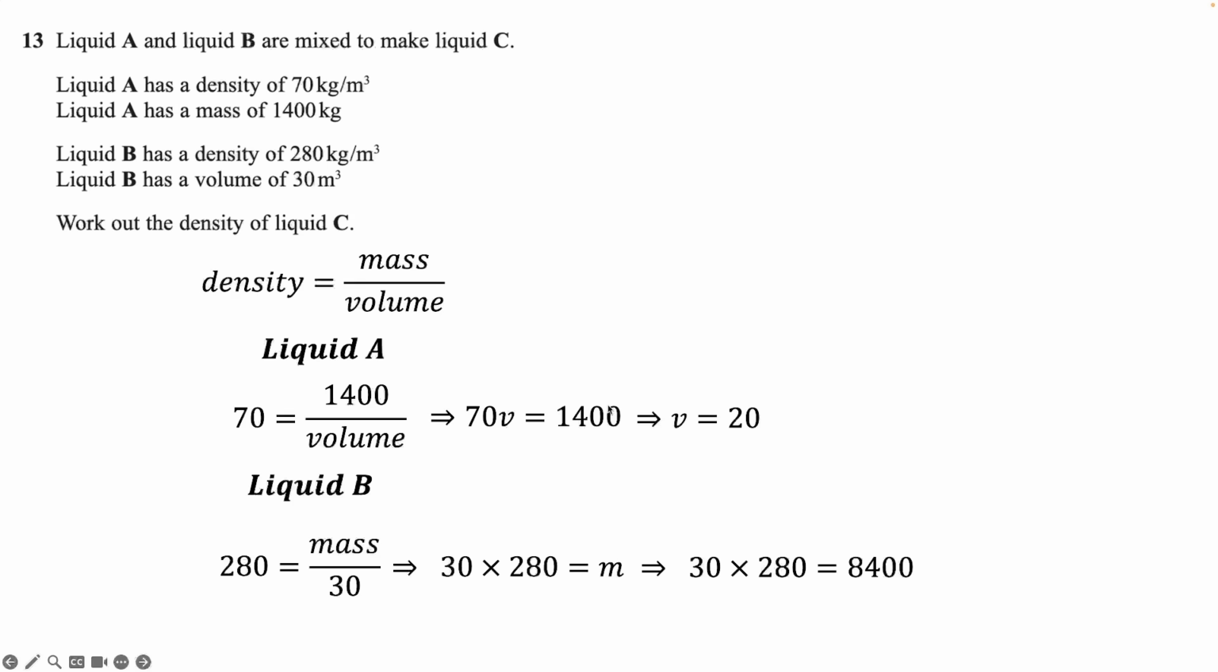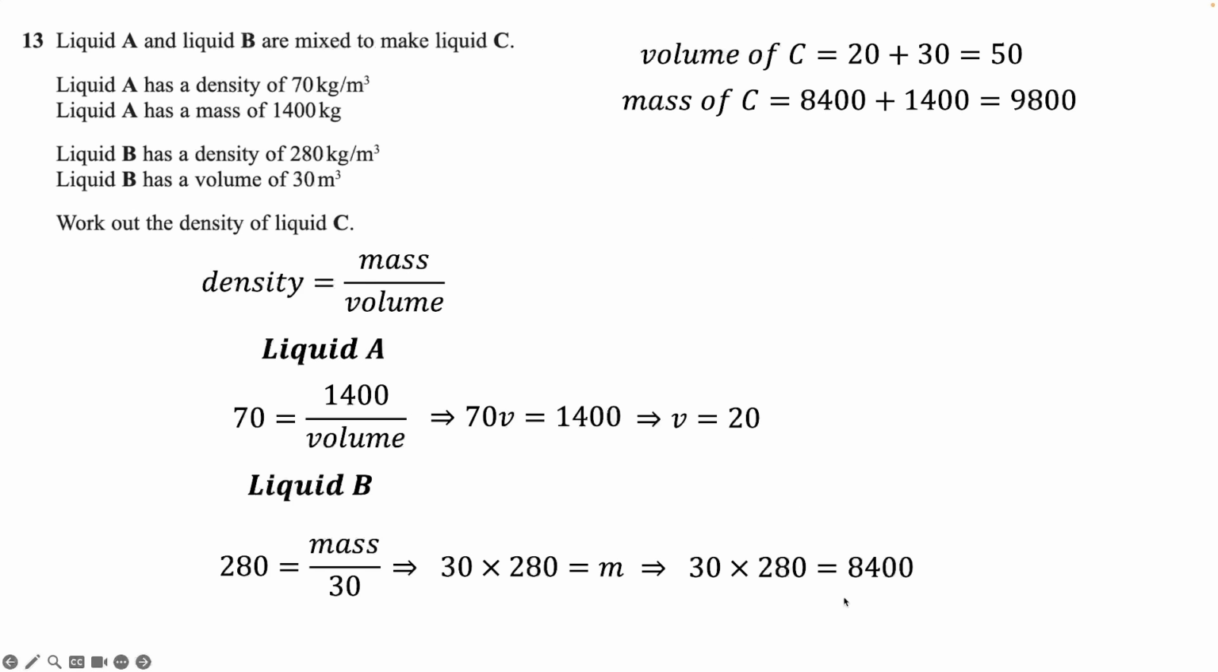Let's find the density of liquid C. To find the density of liquid C, we need the mass and the volume. The volume is going to be 20 plus 30 because we found the volume of liquid A was 20 and we're given the volume of B, which is 30. So the volume of C is 50. Now we need the mass of C. That's going to be 8,400, which we worked out from liquid B, plus the mass of liquid A, which is 1,400. That gives us 9,800.